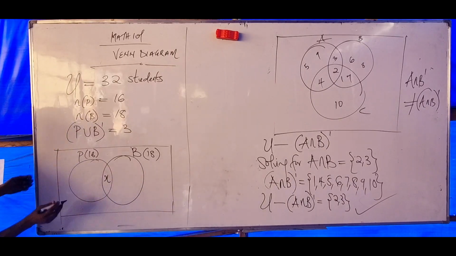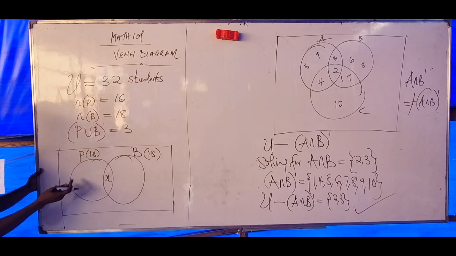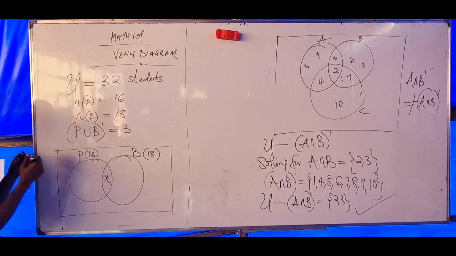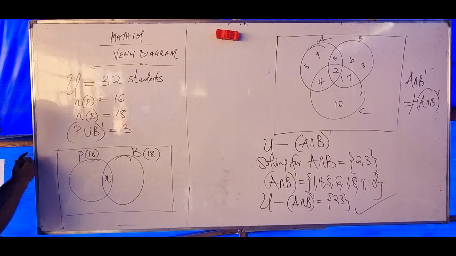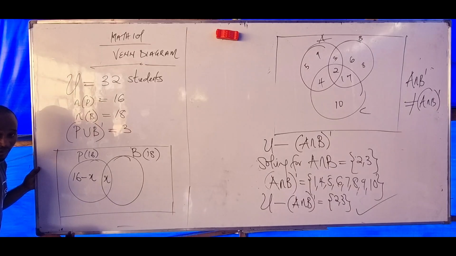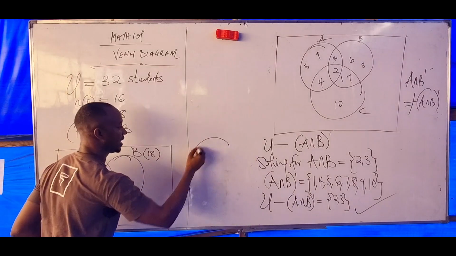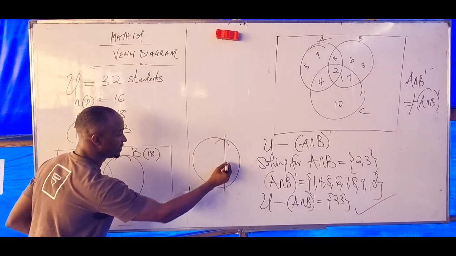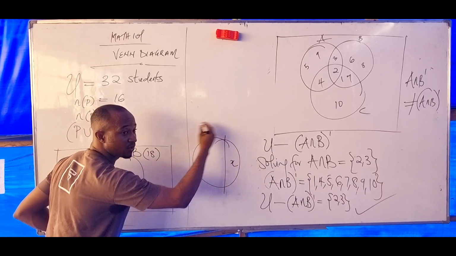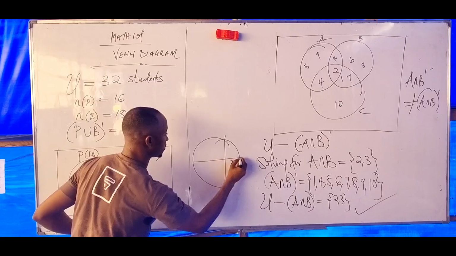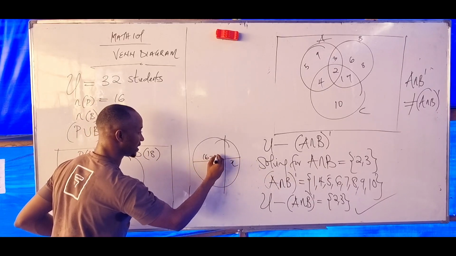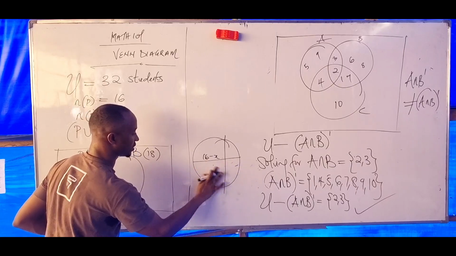Okay. So now listen. To find those that offer physics only, it simply means that I will subtract X from 16. Here becomes 16 minus X. Are you aware? Look at this. If I have this here, and part of this is X, is it not? Total circle is 16. Here is 16, Abi? To find this region, what do we do here? 16 minus X.